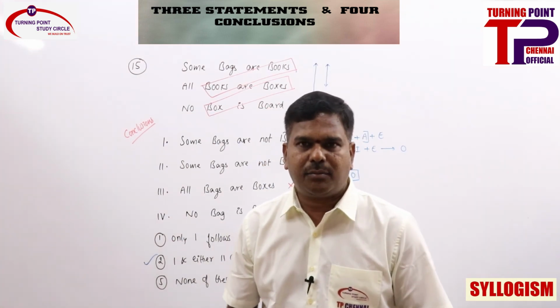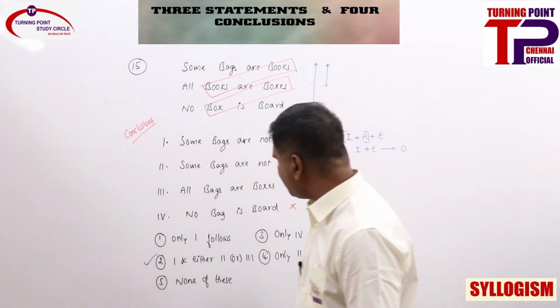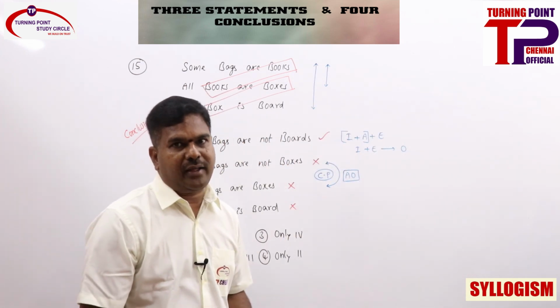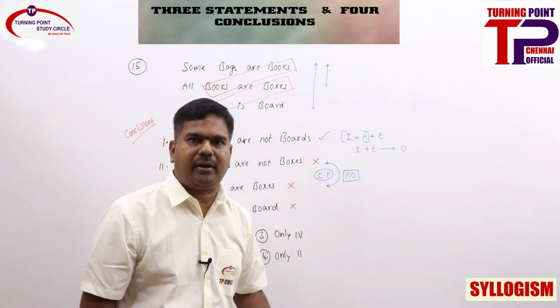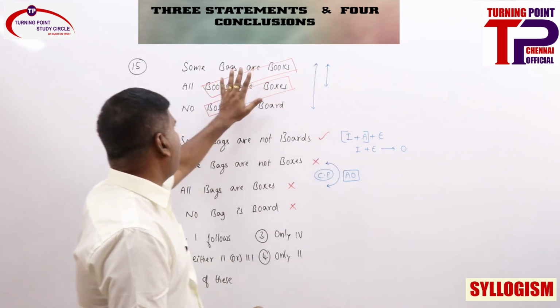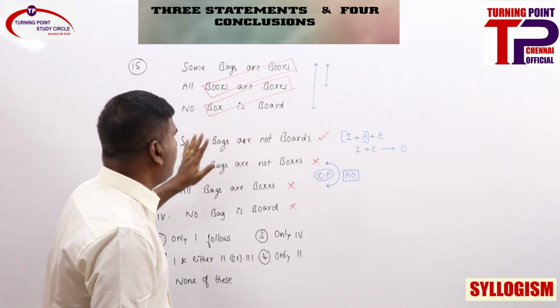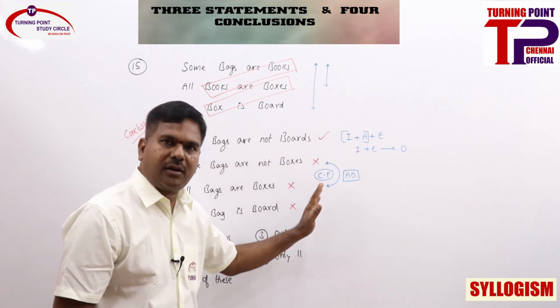Did you get the answer? You should have got the second one, that is 1 and either 2 or 3 follow. If you see this one, it has already been properly aligned. So half of the work is reduced, right? No need to make any alignment. Now directly go ahead with the conclusions.